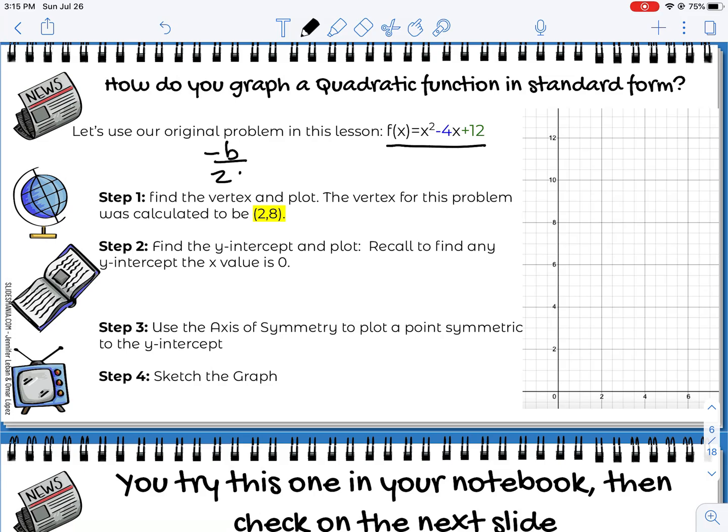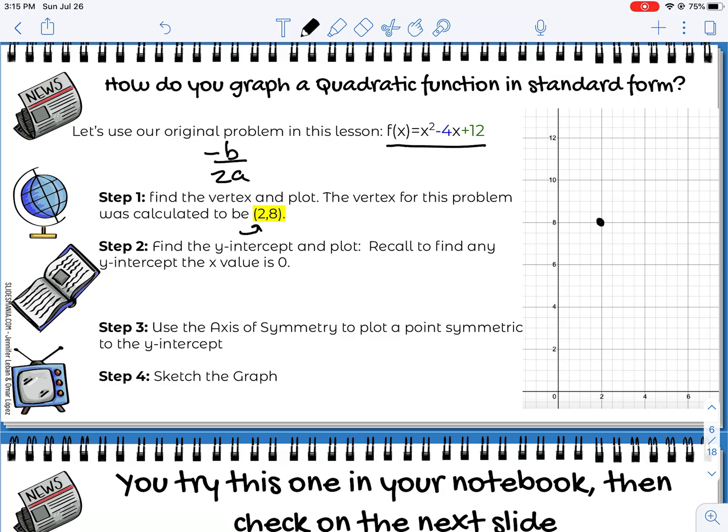Recall that the formula for the vertex is negative b over 2a, and once you find that value, that gets you your x value. You substitute that back into the function to get the y value. We calculated that earlier in this lesson, so we will go ahead and just plot that.